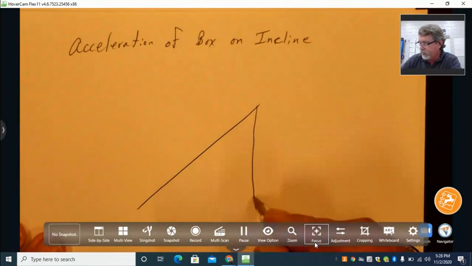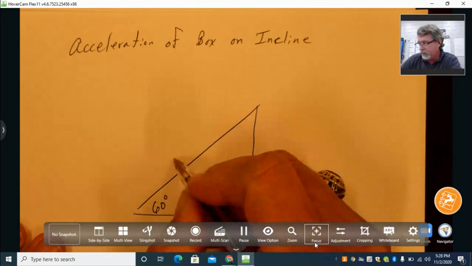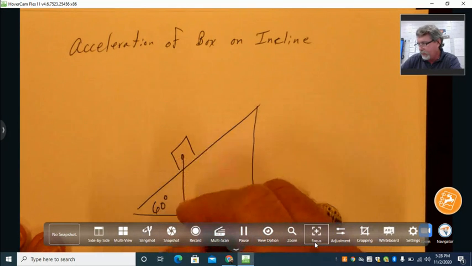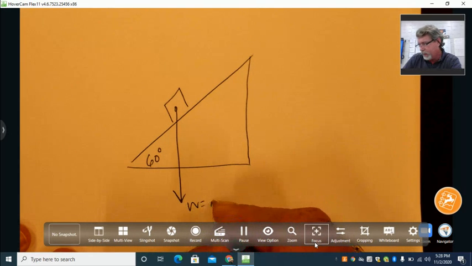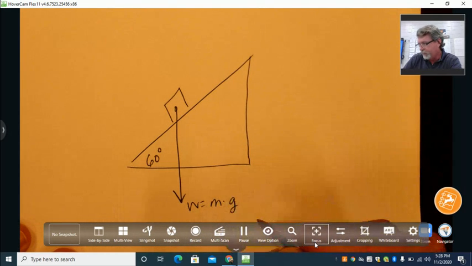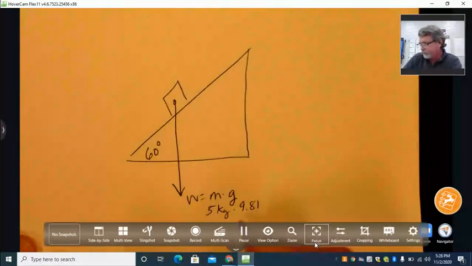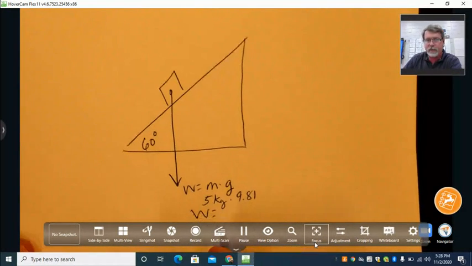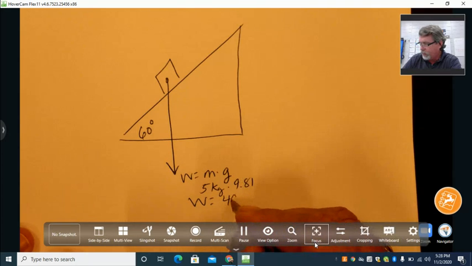So we have our box here. We'll go ahead and give this thing a 60-degree incline. So we have it going right here. We have our first force coming down. What's that first force? Oh, weight. Mass times gravity. For ease of calculation, let's just make this 5 kilograms times 9.81. So we know the weight of the box from our previous problem is going to be simply 49 newtons.